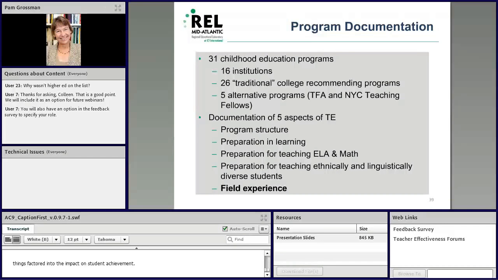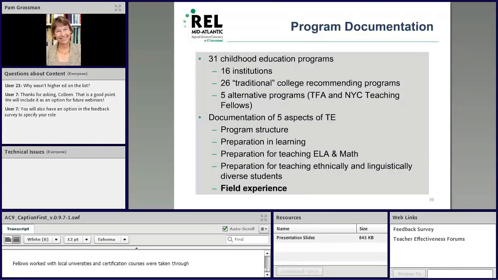So let's think a little bit about the features of teacher preparation that make a difference. First of all, we looked at 31 childhood education programs in 16 different institutions. 26 of these programs were traditional college recommending programs in which teachers completed certification prior to becoming teacher of record. And then we also studied 5 alternative programs, Teach for America and the New York City Teaching Fellows. At this point, Teach for America did its own pre-service preparation during the summer, and New York City Teaching Fellows worked with local universities, and the certification courses were taken through those universities.